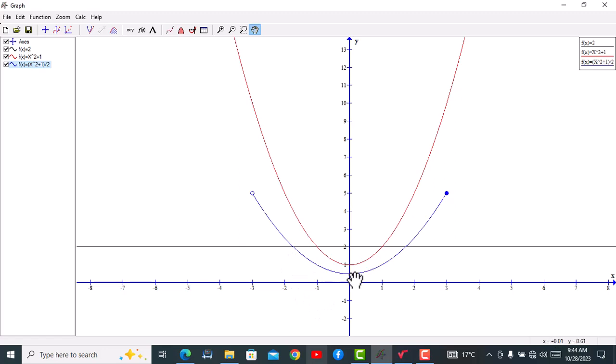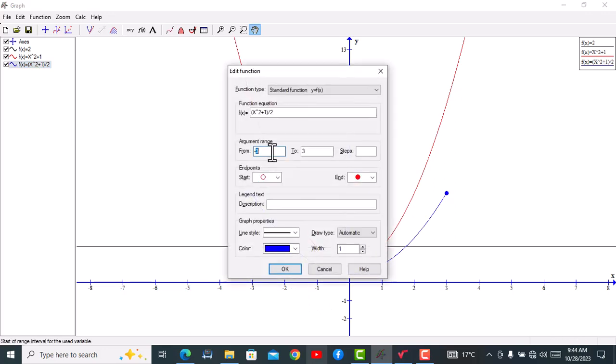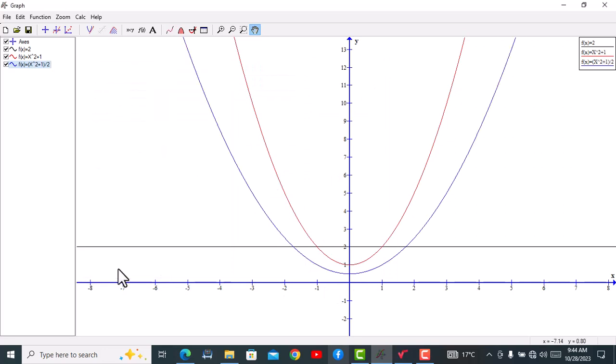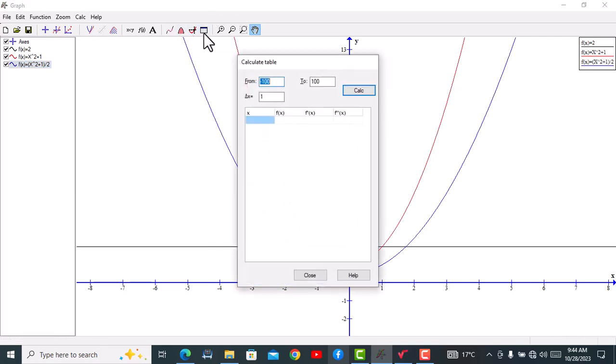And then let's look at the range. The range would be irrespective of us increasing the interval here. We can say minus 10 and 10 here. And I want you to notice what is going to happen here. Nothing is happening. So the range would be 1/2 inclusive.